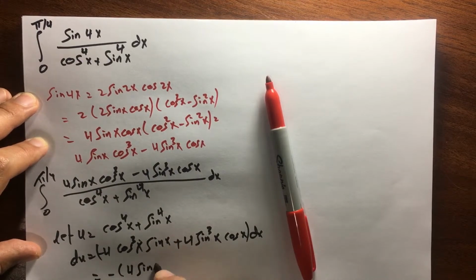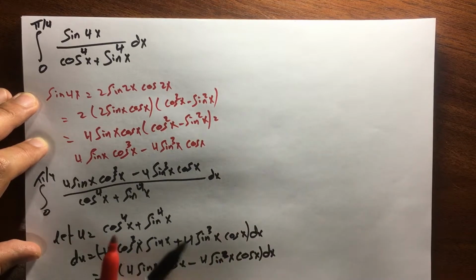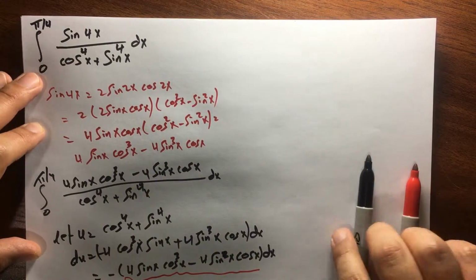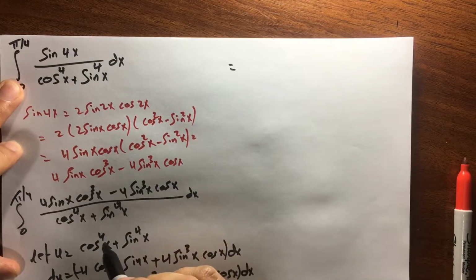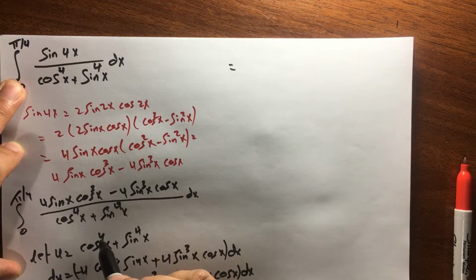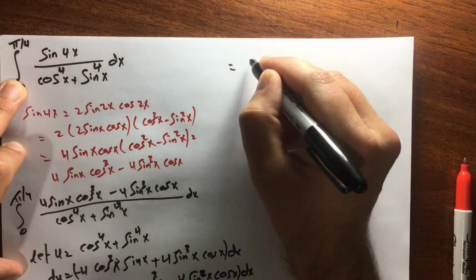Here we have 4 sine x cosine cubed x minus 4 sine cubed x cosine x dx. Notice that this expression is exactly what we have in the numerator. Now for the limits of the integral, when x is 0, cosine of 0 is 1, and 1 to the power 4 is 1, plus sine of 0 is 0, and 0 to the fourth power is 0. So we have 1 here.